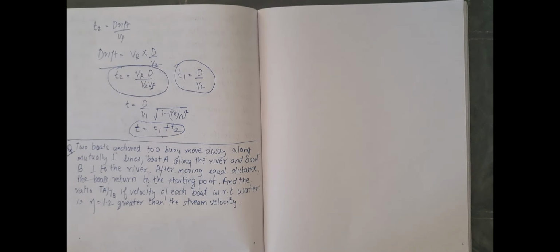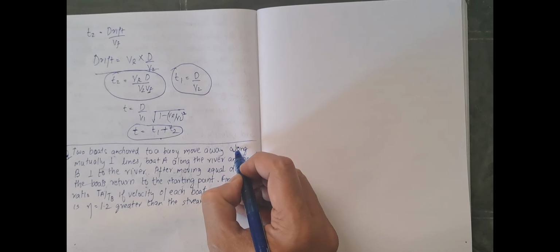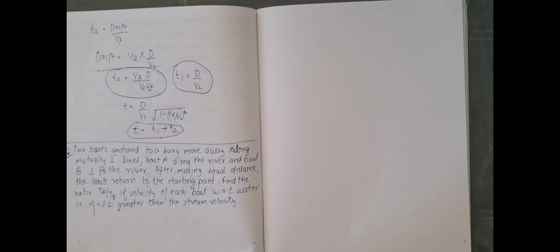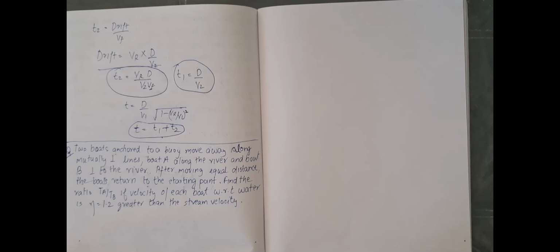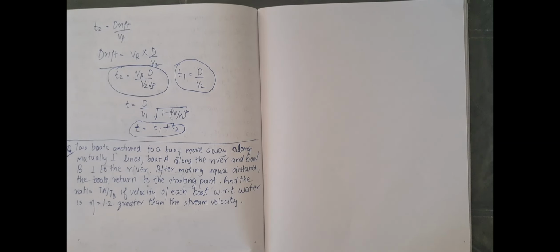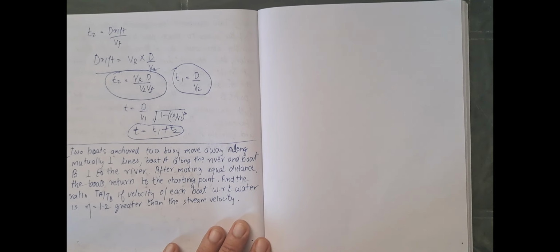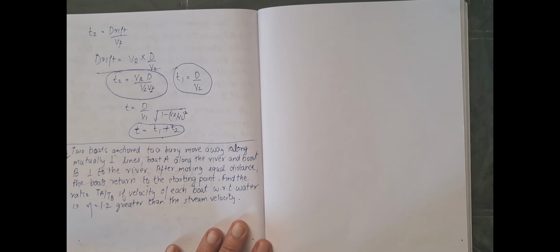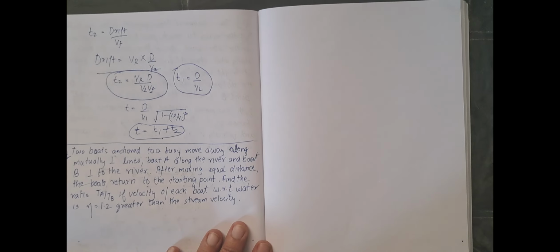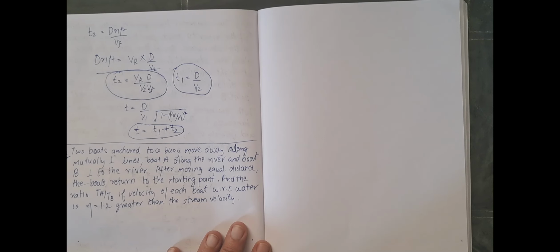So basically, this question is like this. Two boats anchored to a buoy move away along mutually perpendicular lines, boat A along the river and boat B perpendicular to the river. After moving equal distance, boats return to the starting point. Find the ratio TA by TB if the velocity of each boat with respect to water is 1.2 times greater than the stream velocity.